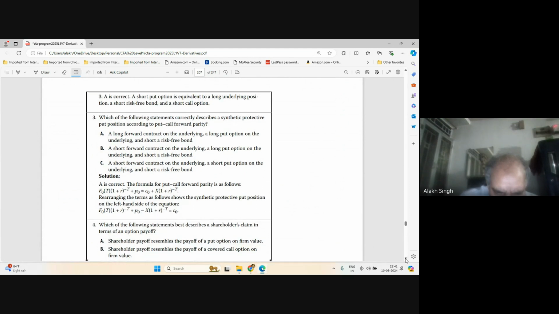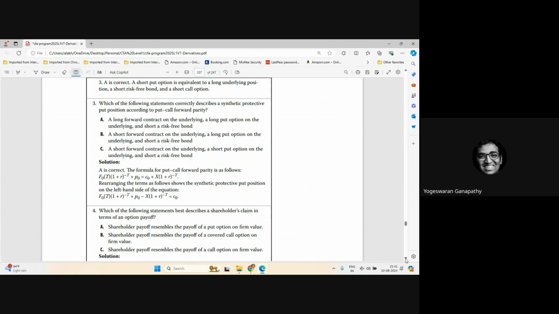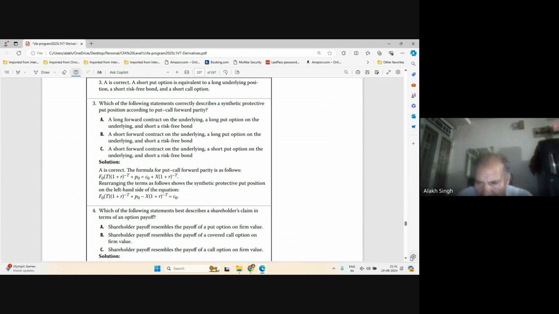Which of the following describes a shareholder's claim in terms of an option payoff? Shareholder payoff resembles the payoff of a put option on firm value, covered call, or call option. I just saw it. C, it is C.